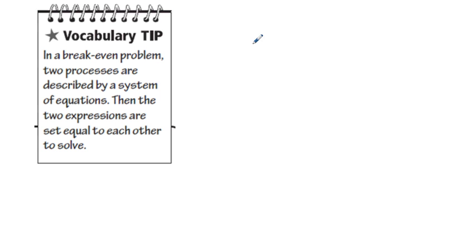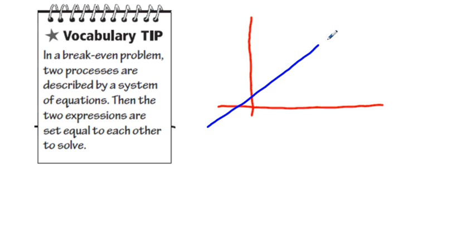Sometimes you'll see these systems graphed like this. Here's one equation that's graphed, and here's another equation that's graphed. The point right here, where the two lines intersect, is the solution of the system.